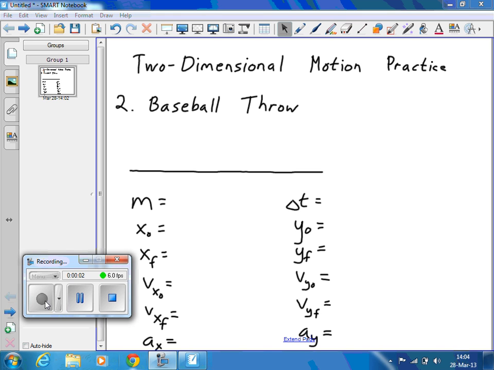Hello again. Here's problem number 2, the baseball throw. A baseball is thrown from the outfield toward home plate. The outfielder throws the ball from the warning track, which is about 110 meters away from home.